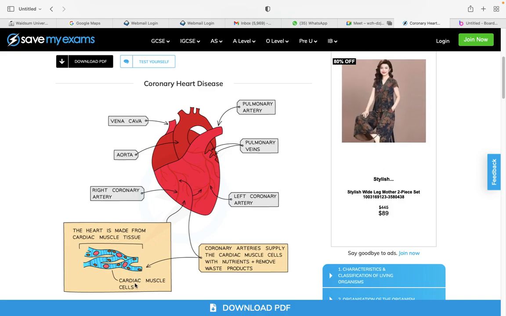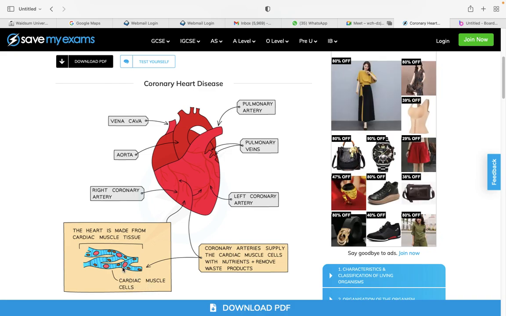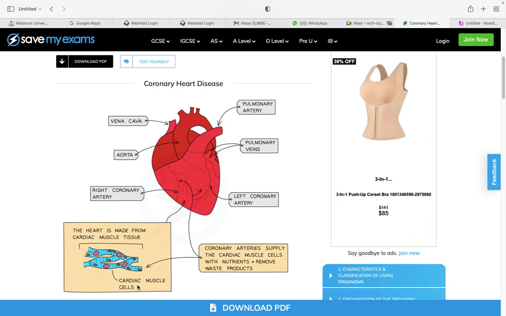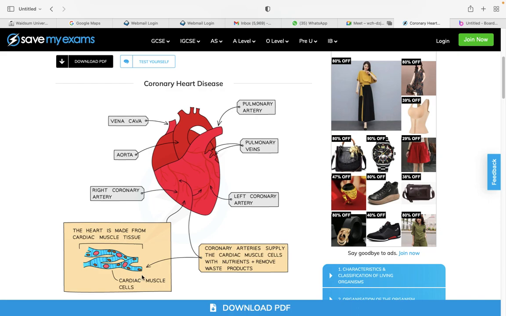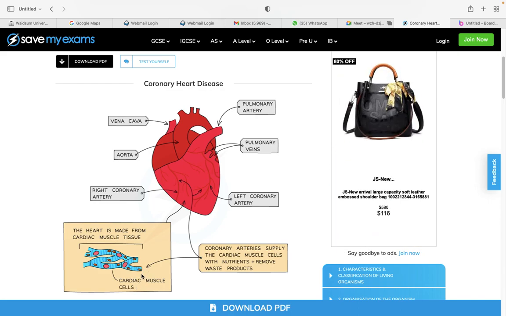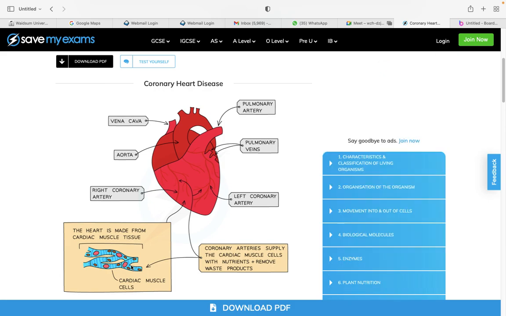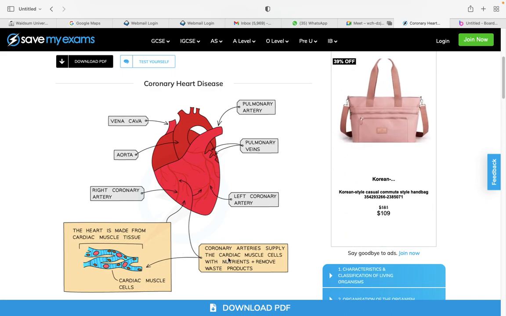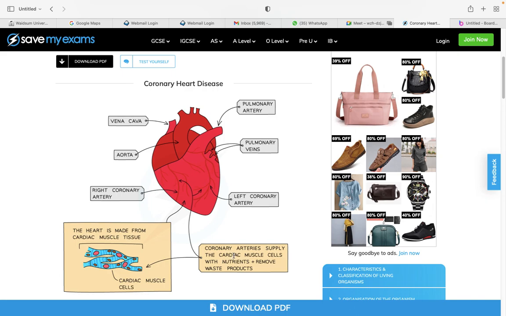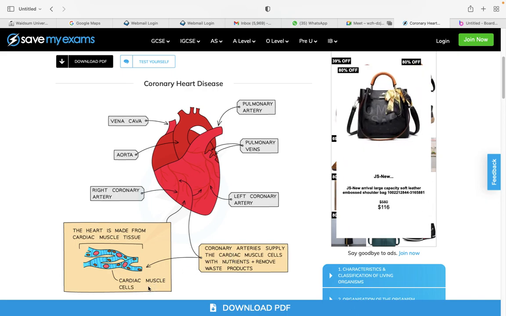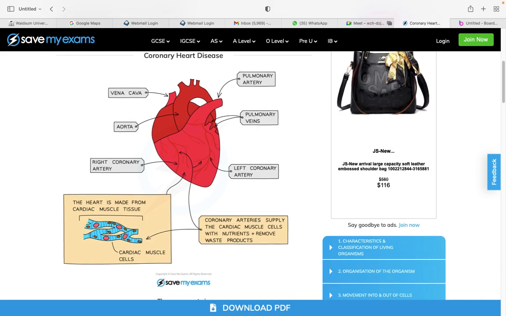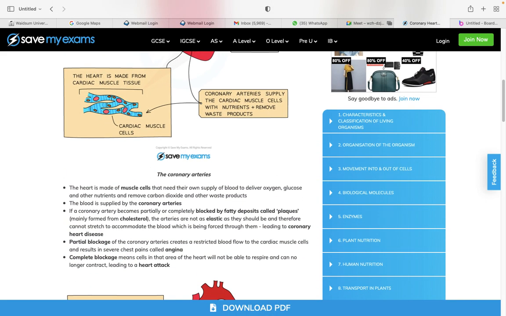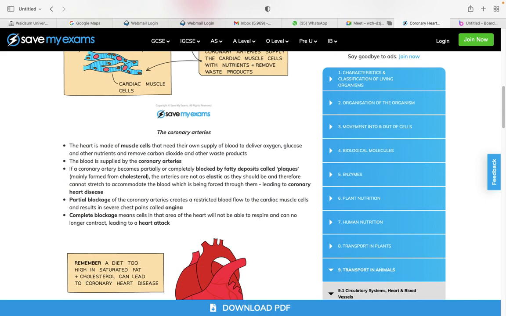Your heart itself is made up of cardiac muscle cells. These cardiac muscle cells need the blood. They also need the nutrients. Now, they also have what we call waste products. This waste product must be taken away from these cardiac muscle cells through the coronary veins. So if there's a problem and this waste product cannot be taken away from the heart muscles, then we start to have what we call coronary heart disease, or any of the heart diseases.